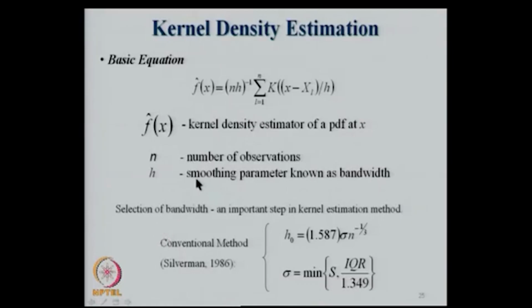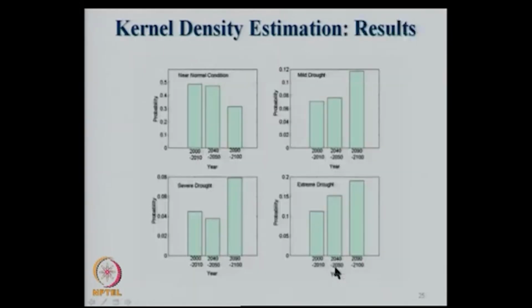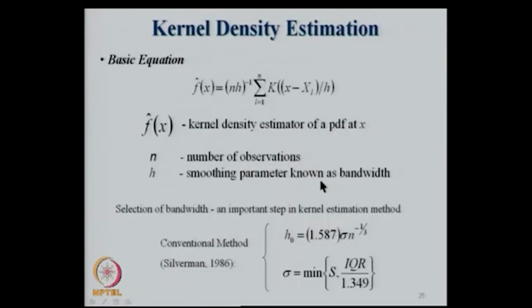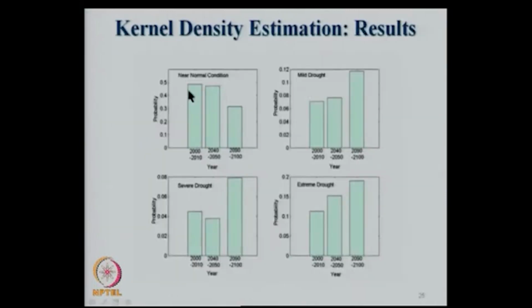Now, this smoothing parameter, which is called the bandwidth, it is important to assume a certain form of the bandwidth, and in this particular case we assume that the kernel is Gaussian, and therefore, we get this kind of bandwidth here. We will not go too much into detail, you just distinguish between what we get with the normal density as well as the kernel density estimator. The kernel density estimator again can be obtained directly from a MATLAB subroutine. So, when you do the kernel density estimator, you get the near normal condition like this, and then the severe drought, extreme drought probabilities are obtained like this.